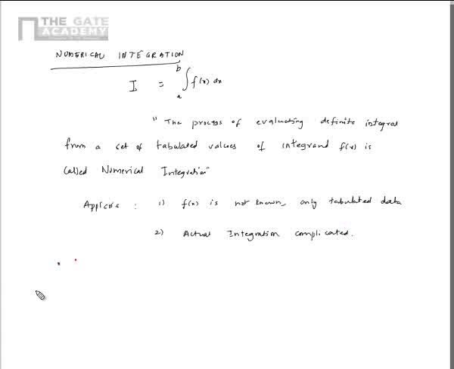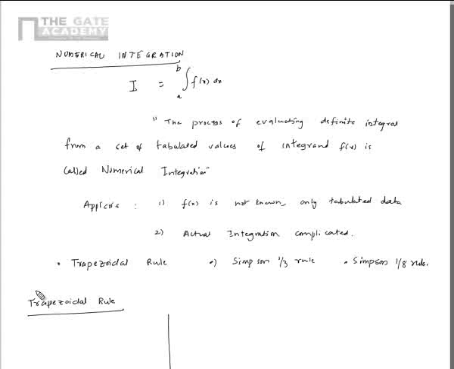So there are three techniques here: the trapezoidal rule, which is quite simple and popular, and then you have the Simpson 1/3 rule, and then you have Simpson 1/8 rule. Okay, so we'll see all this step by step. So first to begin with, the trapezoidal rule.